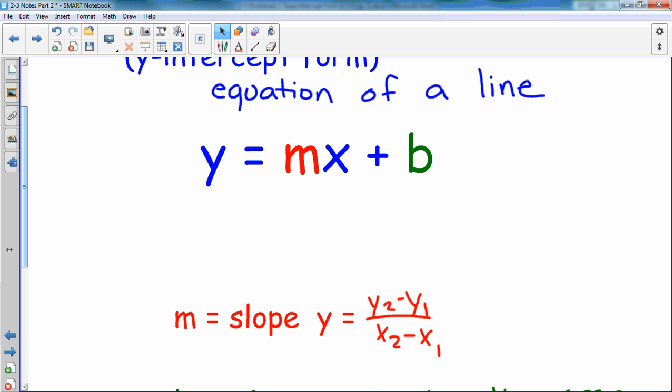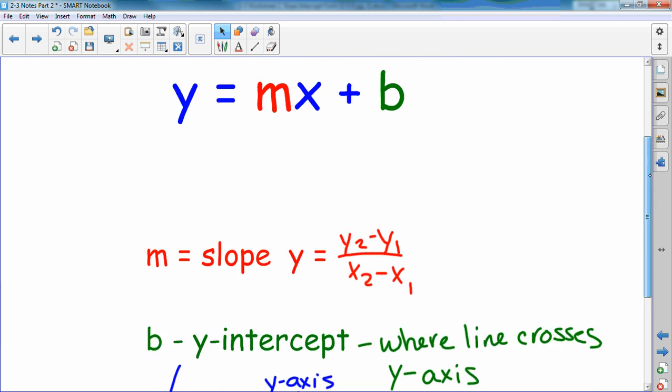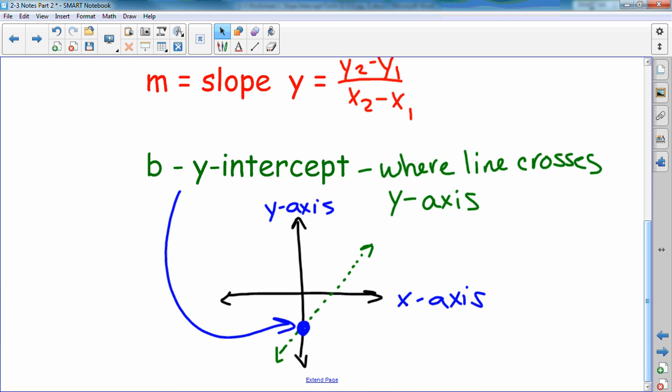B. I don't know why they call it B because it doesn't really sound like anything, like M is slope. It doesn't match. Maybe it was Latin or Greek or I don't know. But B, does anybody remember from geometry what B stands for? The Y-intercept. It's where the line crosses the Y-axis. The Y-axis is the vertical one, the black vertical one. You see the big blue dot? That is where the green dotted line crosses the y-axis. That's called the y-intercept.